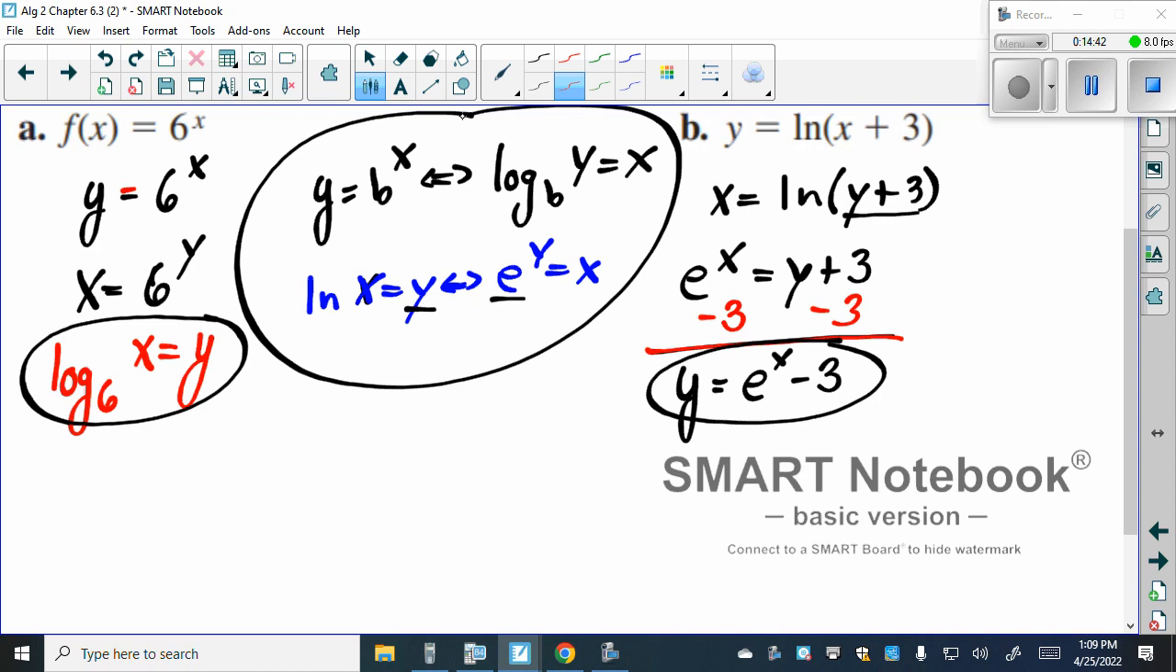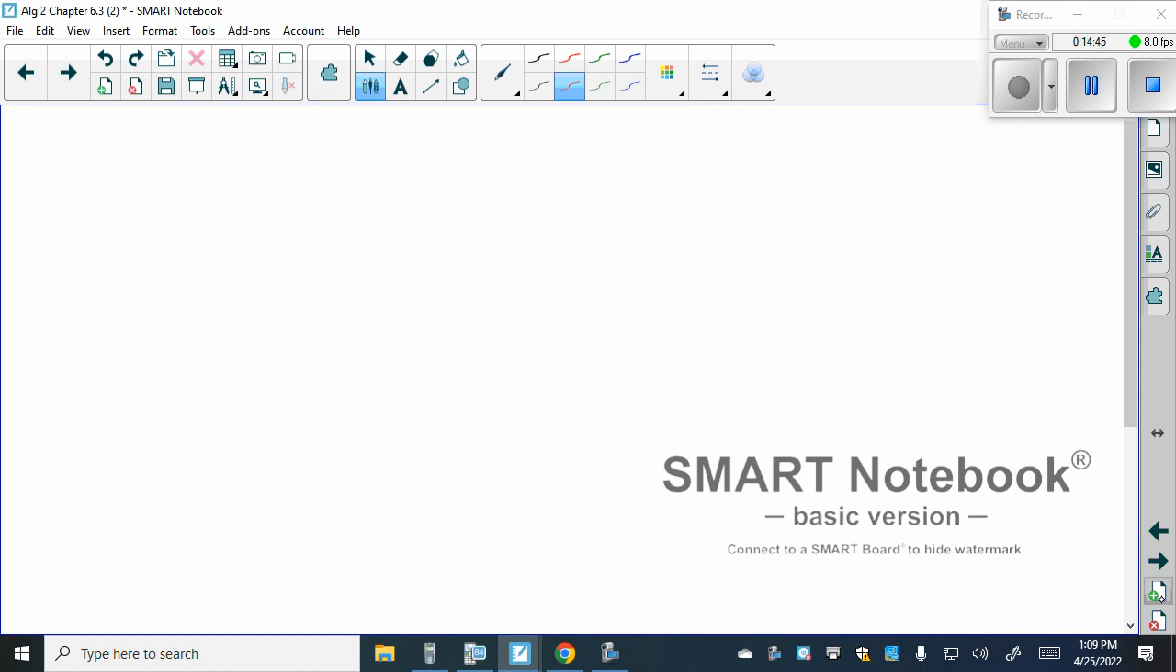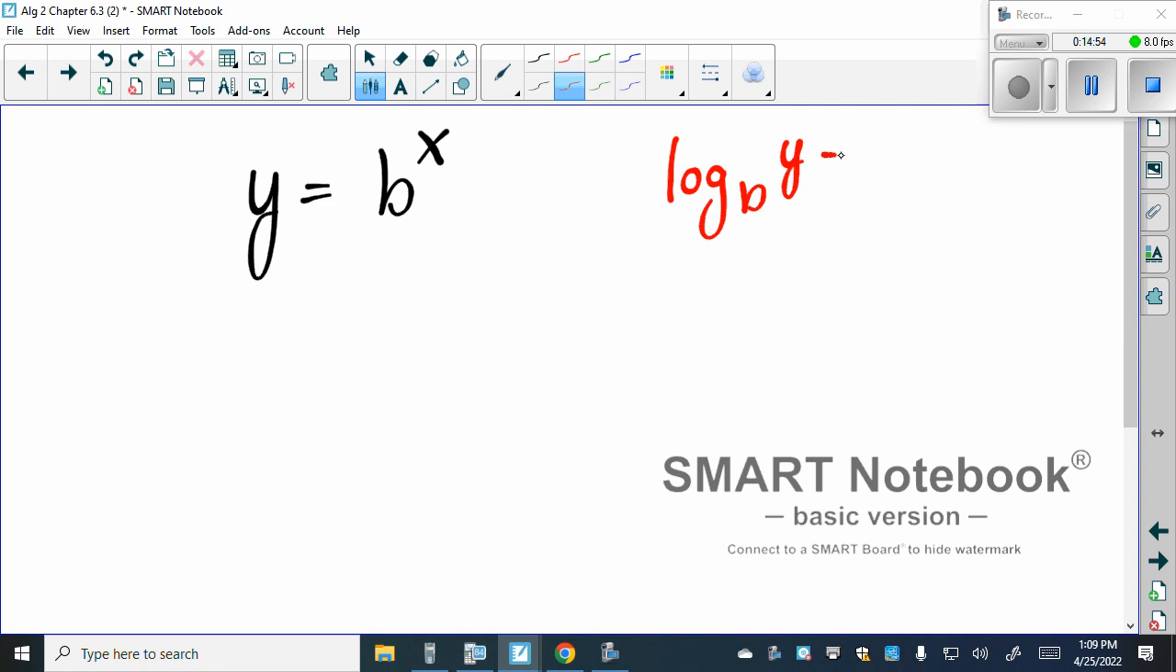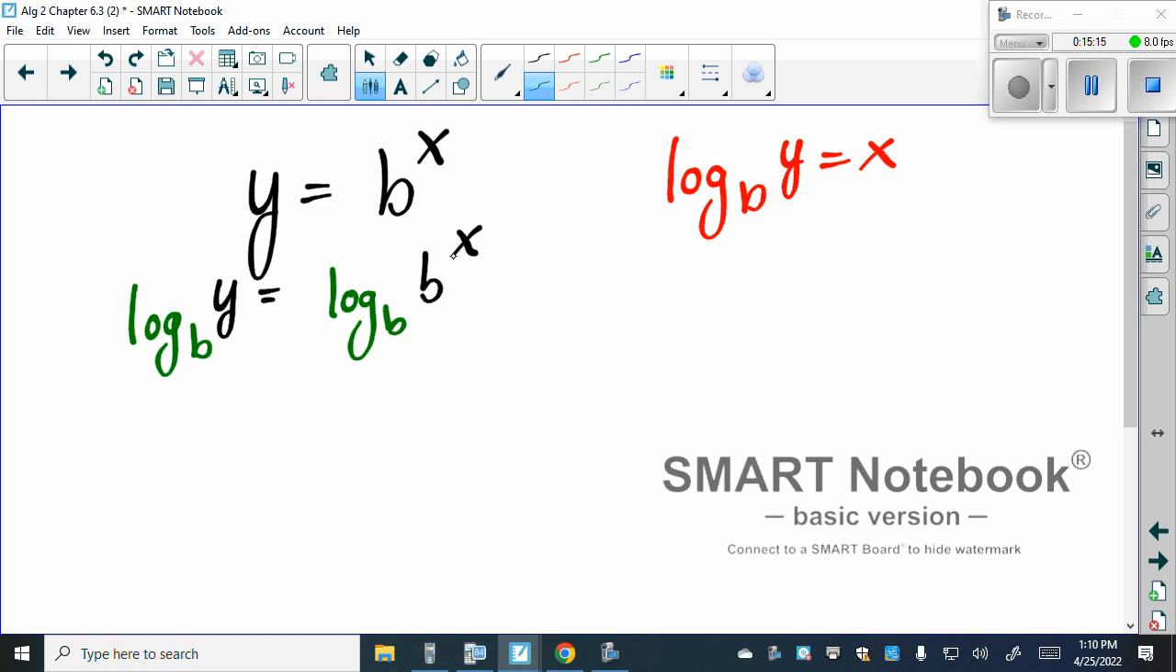Let me show you something. Y equals b to the x. And we've said, by definition, log base b of y is equal to x. If y equals b to the x, then what we can do, and what we'll do, especially when we start solving, is take this and apply log base b to both sides of the function, which will tell me that I have log base b of y is equal to log base b of b to the x.